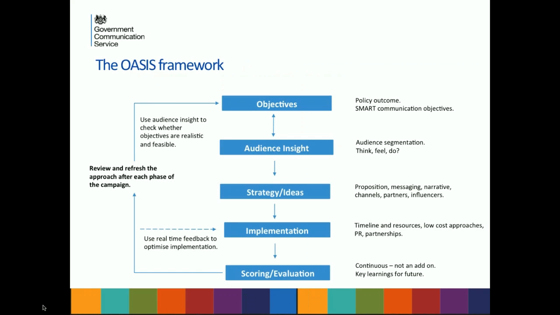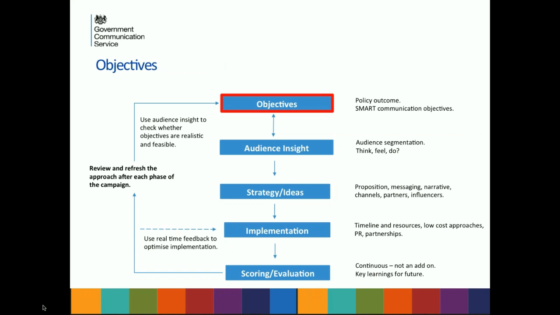Now, in government, we have a framework called OASIS, which is nice and memorable, and this is how we go about planning a campaign. Now, this isn't reinventing the wheel. Many organisations in the marketing and communications sphere have very similar frameworks to this, but we find that this works for us. I'll go through these in stages, but I should point out it's not a linear process. This is something that you will be iterating as you go along the campaign.